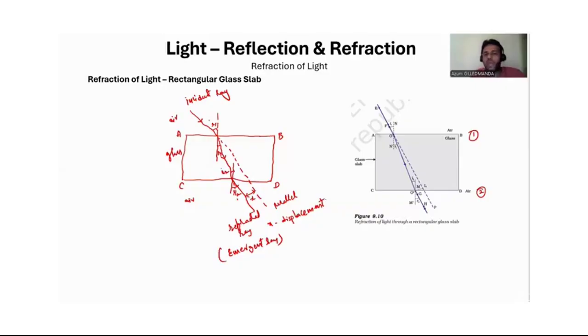Okay, so the emergent ray is deviated from the virtual path of the light, and that displacement is the displacement of the ray caused by the glass slab, the bending of the light. So we can clearly see, right? Ideally it should have traveled in a straight line along the dotted line here, but it is traveling this way. It's moving x distance from the actual path. So that is the displacement of the light ray. Okay, this is how the light ray travels in a rectangular glass slab.